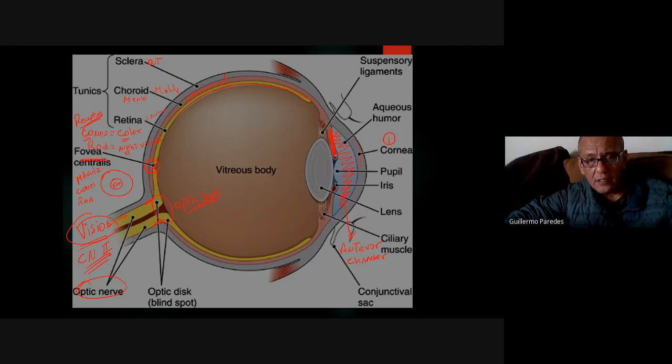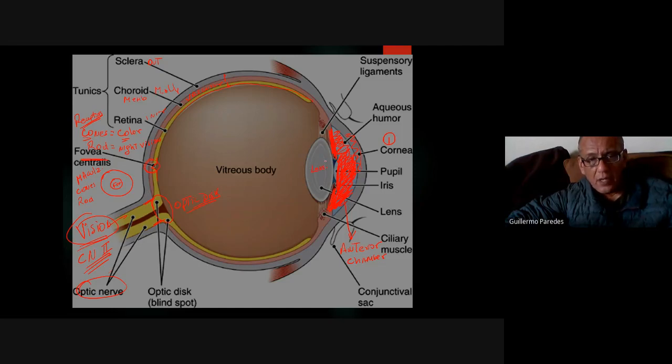Can you see the iris here? This is the iris. So from the cornea to the iris, all this is the anterior chamber. Okay? All right? Then posterior to that, we have the lens.